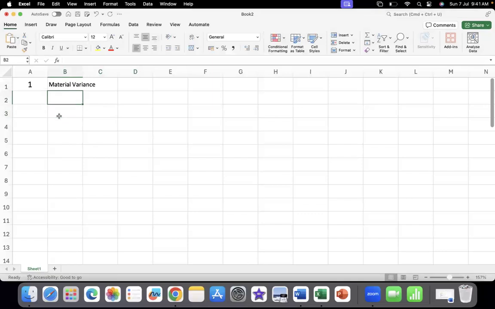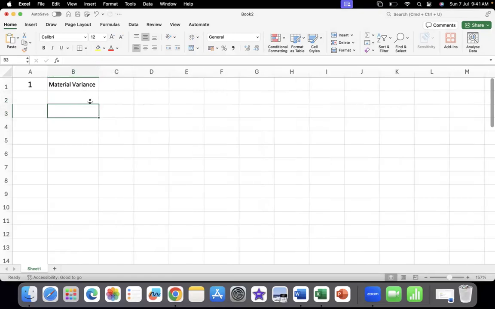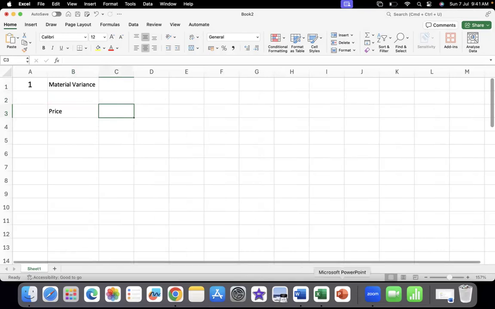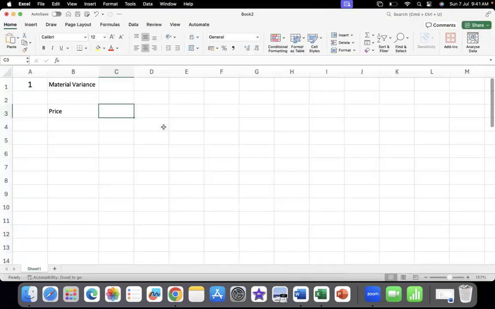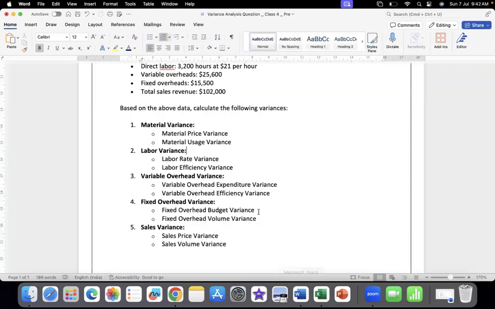Yeah. So sorry for the interruption, guys. So the first one is the material variance, and in the material variance, the first sub variance is basically the price. Yeah. So the first variance is basically the price variance, which says the standard price minus the actual price, and then it needs to be multiplied by the actual quantity, right? So let's check, do we have the actual price with us and the standard price?